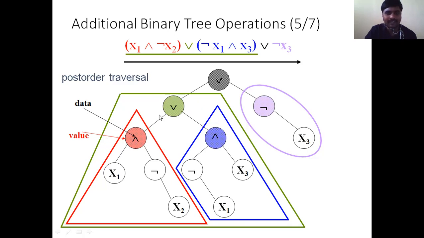Here the red color is one operation. It shows the x1 and not x2 operation. At the same time, the blue color shows not x1 and x3. These two, red and blue, are combined with an or. At the same time, x3 also has a different value. So the total representation of the equation is like this, the tree diagram representation.